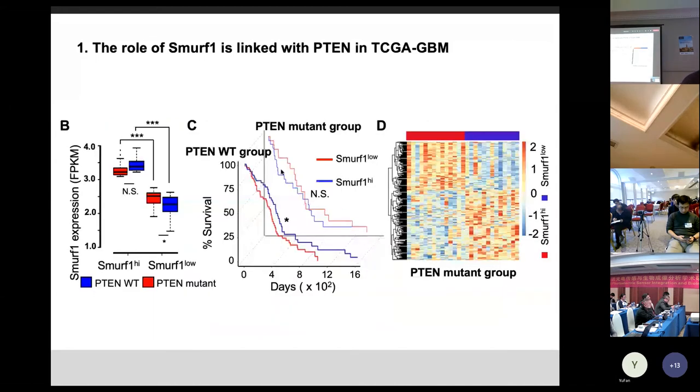This proved our hypothesis, and we also analyzed the TCGA GBM dataset. In the PTEN wild type group of glioblastoma patients, we divided the PTEN wild type group into the SMURF1 high and the SMURF1 low group. We can see the SMURF1 high group significantly decreases people's survival. This can be an independent prognostic indicator. In this very serious glioblastoma, we found that SMURF1 is the only key prognostic factor. That's very important. And we can see that in SMURF1 high and SMURF1 low, the downstream pathways are very different.